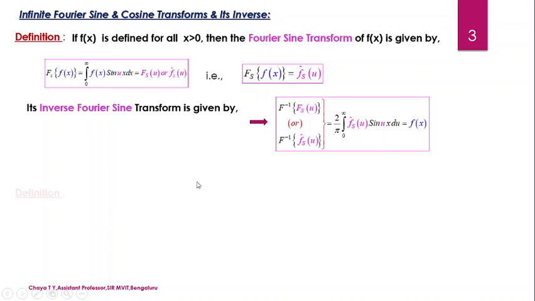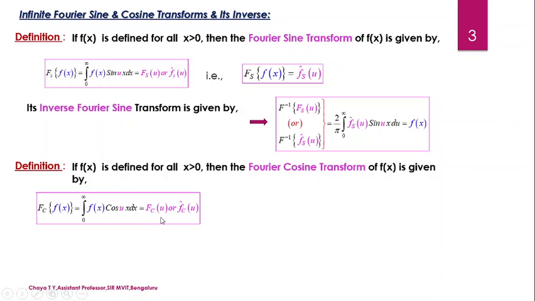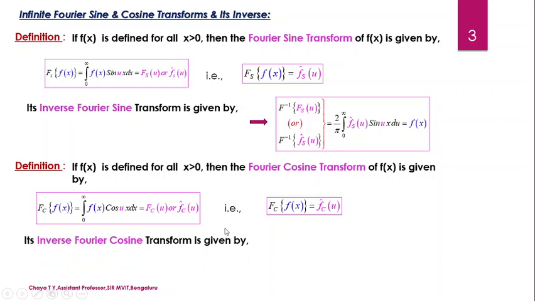Okay. Now let us consider the definition of Fourier cosine transformation. So what is the definition? As usual, consider a real valued function f of x, which is defined for the positive values of x. Then its Fourier cosine transform, represented by Fc of u or Fc cap of u, is the integral from 0 to infinity of f of x cos ux dx. Or you can also simply represent the same as Fc of f of x is equal to Fc cap of u. Now what is its inverse Fourier cosine transform?